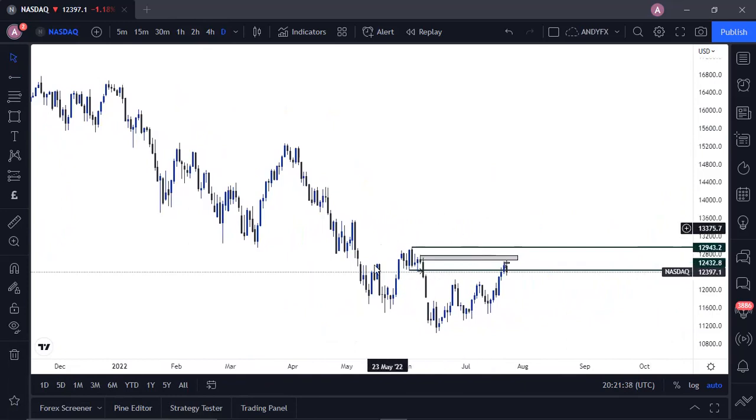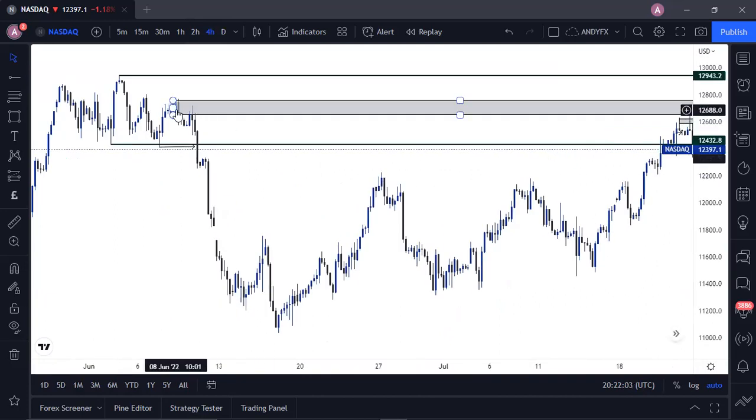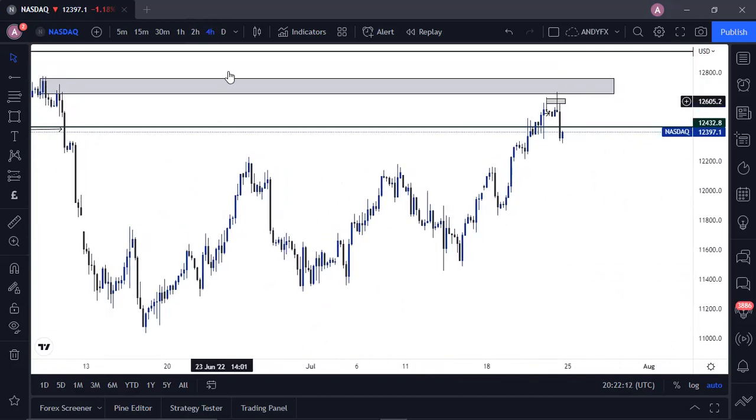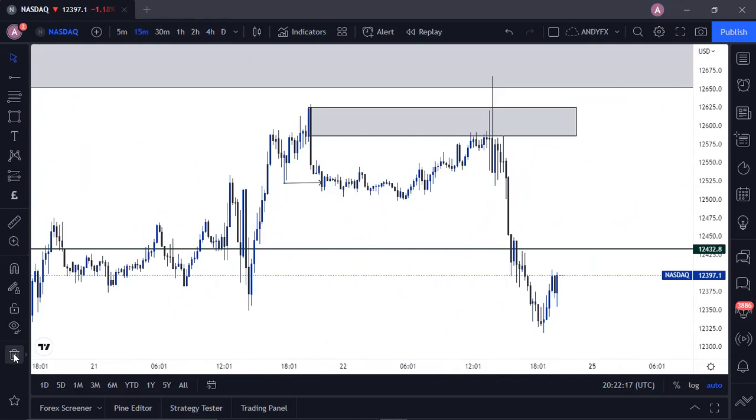So for me, this was my base. And then we had a drop. After the drop, it came back to our base. When it came to our base, it found a bearish OB, which is the same as the point of interest. That's what happened last week. That's why I spotted a sell.